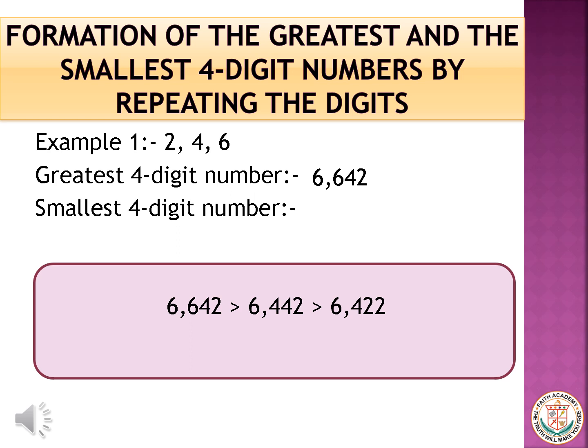Now coming to the smallest 4-digit number, in this case we will repeat the smallest digit of the 3. So 2 will be placed in the thousands place. Again, 2 will be placed in the hundreds place, 4 in the tens place and 6 in the ones place. So the smallest 4-digit number formed is 2246.